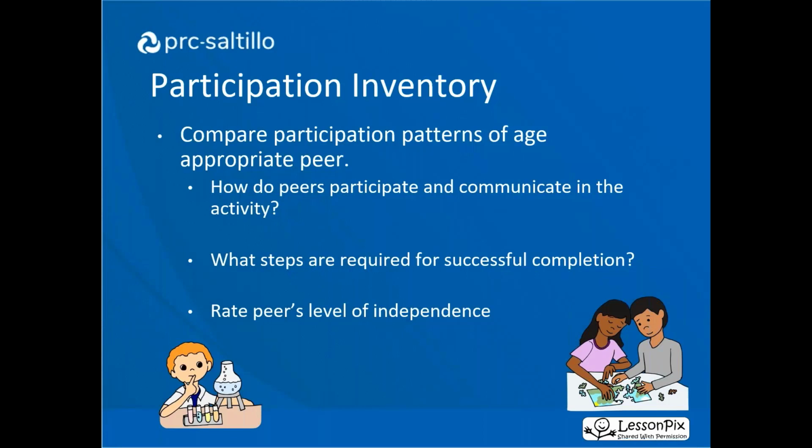Then we're going to start out with observing a peer doing this activity if we can. How does that peer typically participate and communicate for that activity? So again, if we're doing a food activity, a science activity, a puzzle, whatever it is, what is the typical communication associated with that activity? What steps are they following to complete the task? And, just thinking about successful completion, finishing the task. And we want to rate how independent they are in their participation and how independent they are in their communication during that activity.